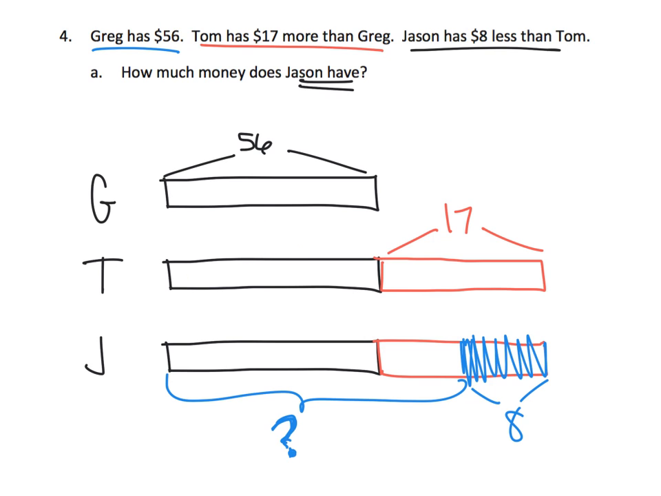So how do we figure out how much Tom is? Well, Tom is going to be 56 plus 17 because these two bars are the exact same length. And then once we know how much Tom is, we're going to take Tom's value and subtract 8, and that's going to give us Jason. I'm going to let you guys solve and do the actual arithmetic.